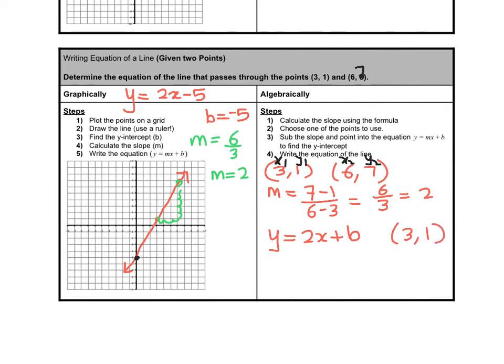Now since we are using (3, 1), x gets replaced by 3 and y gets replaced by 1. So let's go ahead and do this. It will be 1 equals 2 times 3 plus b. So that makes 1 equals 6 plus b. So that makes b equals 1 minus 6, which is -5. And that's what we had from the graph. So therefore, what will be our equation? y equals 2x minus 5. Using the graph and the algebra, we get the same equation.